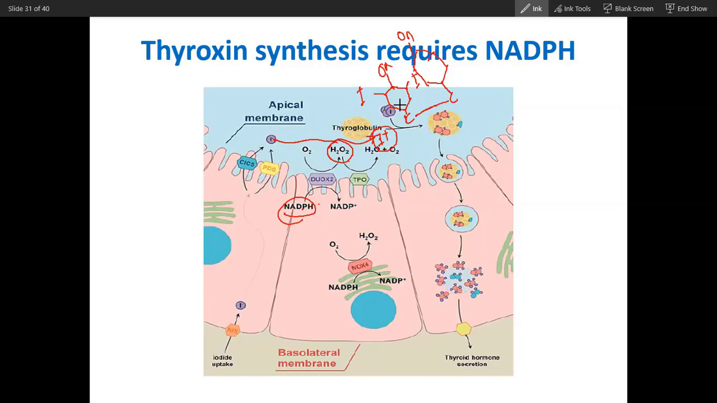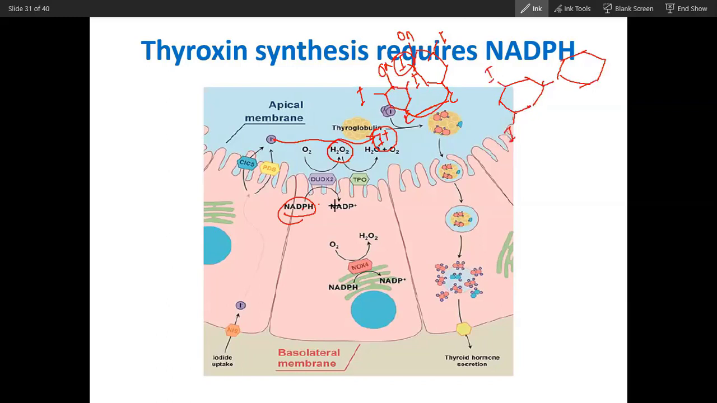Positive charged iodine will be added here like this. So addition of this iodine will form this iodotyrosine, and then this tyrosine will join, and then it will form a thyroxine like this. You will study about the synthesis of thyroxine later, so iodination.